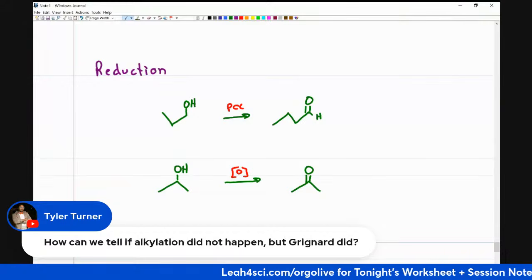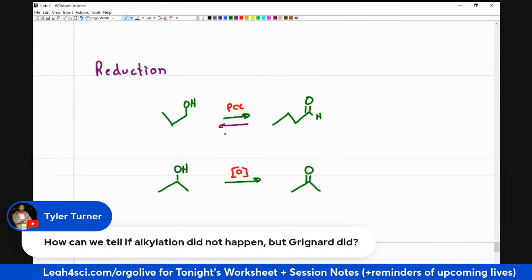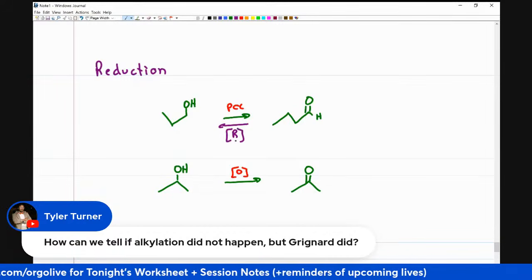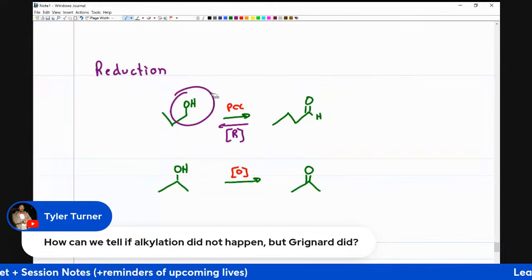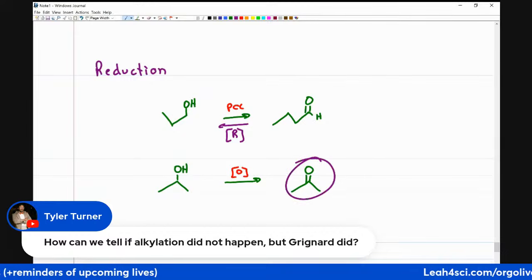If I want to reverse the reaction, then I just use a reducing reagent. So reduction is going to reverse it. So an aldehyde will give me a primary alcohol, and a ketone is going to give me a secondary alcohol.